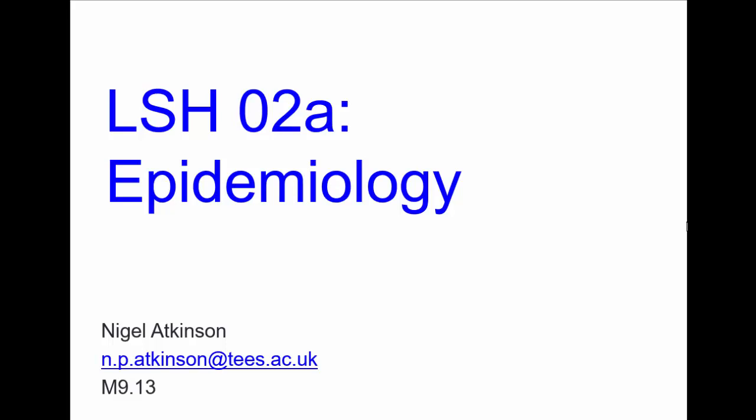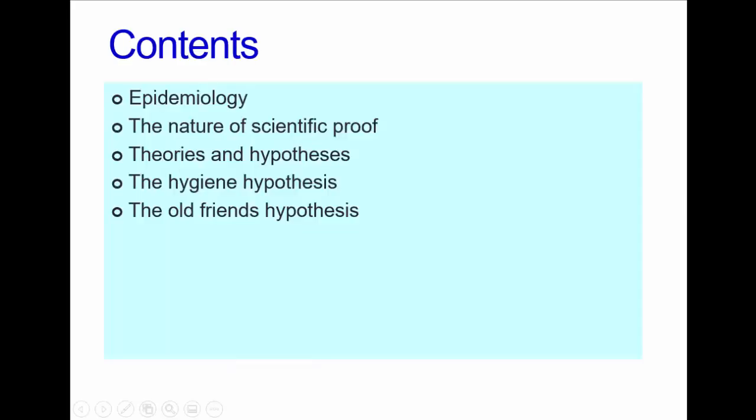Right, okay, so we're going to start thinking about where data comes from in public health by having a couple of short lectures on epidemiology. We'll talk about what it is, and necessarily we'll talk about the nature of scientific proof and talk about theories and hypotheses and use the hygiene hypothesis as an example of how epidemiological information is collected and used.